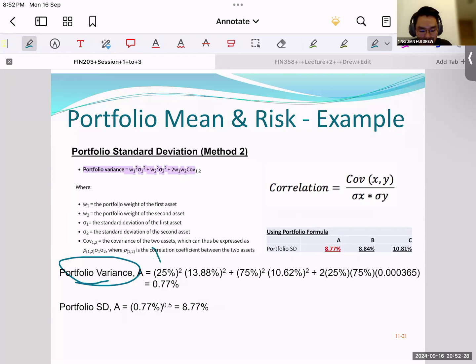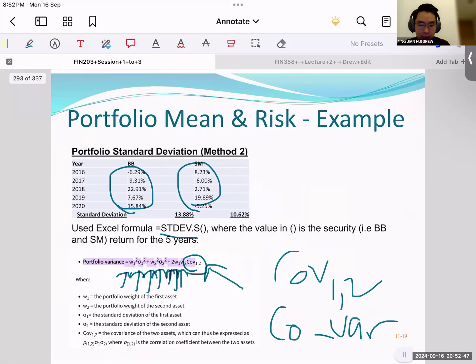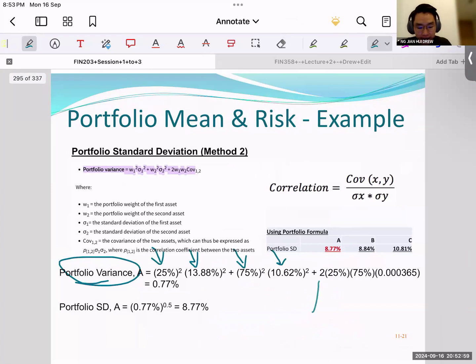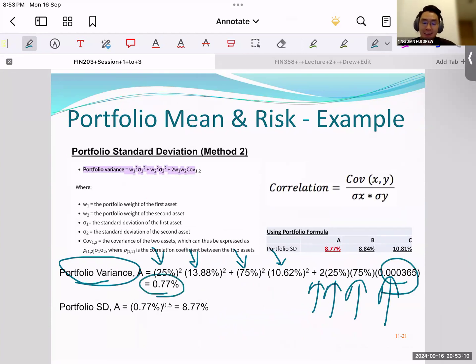You basically just use the same formula, remember? The formula is weight squared, so 25% squared times the returns 13.88, as we calculated earlier. 5% squared, 10.62. So I'm just going to click over to show you where you get the 10.62. So it's here. We calculated the standard deviation of BB and SF. Then we take 2 times the weight of 1 times weight of 2 times the covariance that we have calculated in the last slide. This gives you 0.77%. But we want standard deviation because of the units issue, so we square root this to give you 8.77.